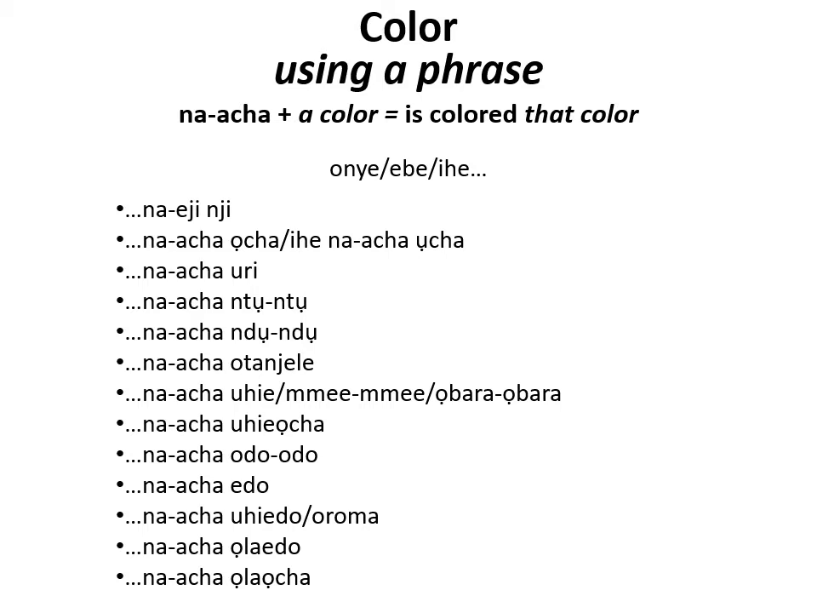So you can have onye ne jinji, someone that's colored dark or black. Ebe ne jinji, somewhere that's colored dark. Ihe ne jinji, something that's colored dark, but you're just saying a dark person, a dark place, or a dark thing. The verb just happens to be repetitive by saying that's colored a color, but you're just saying onye ne jinji, a dark person. Ebe ne jinji, a dark place. Ihe ne jinji, a dark thing.